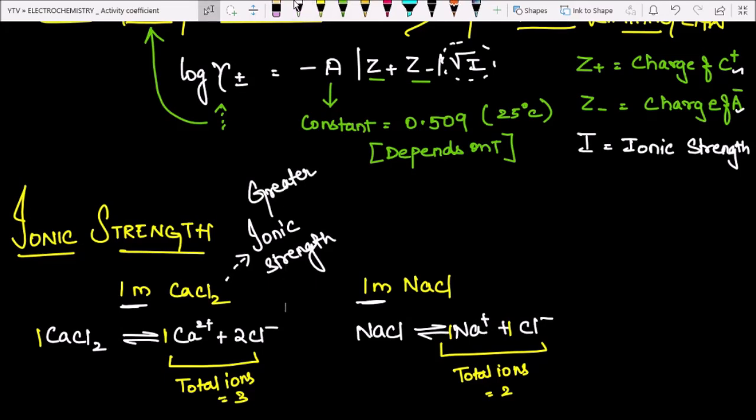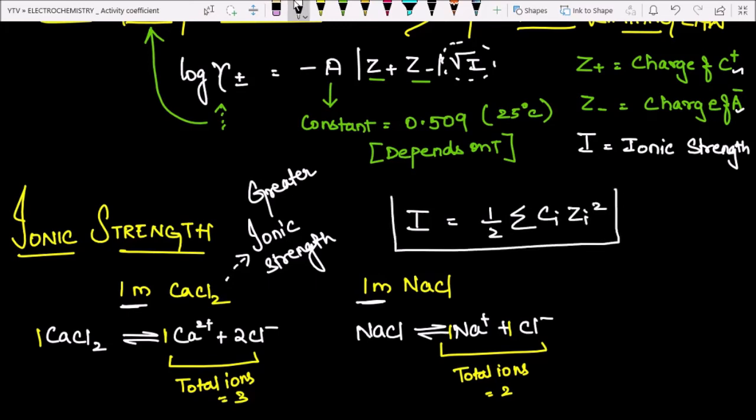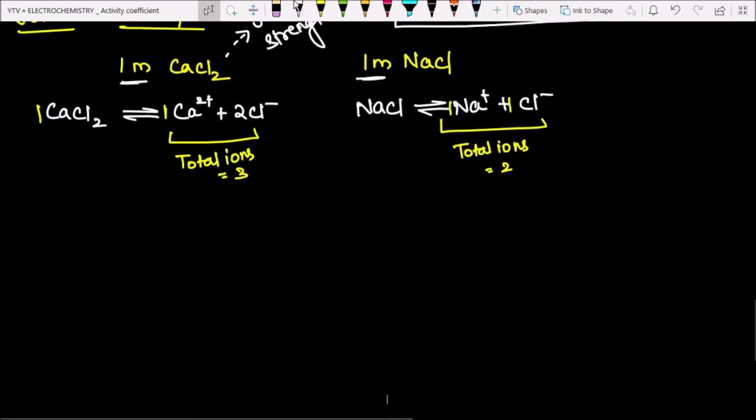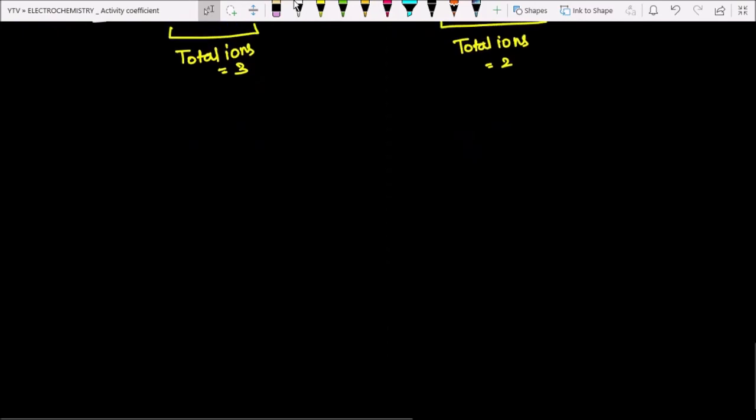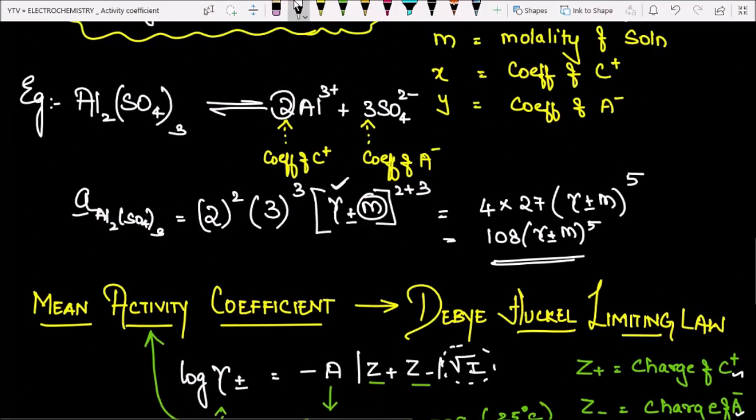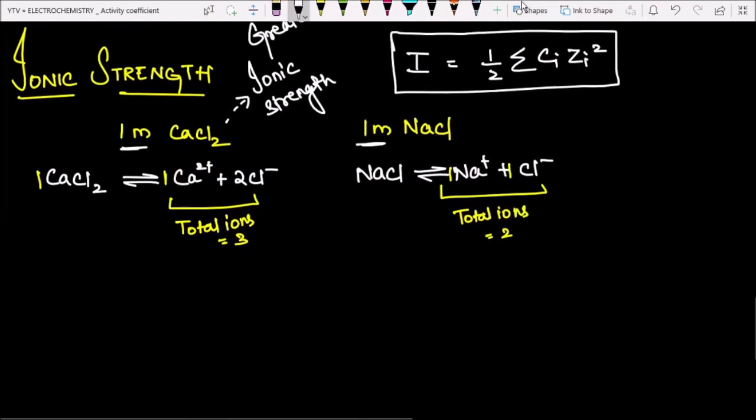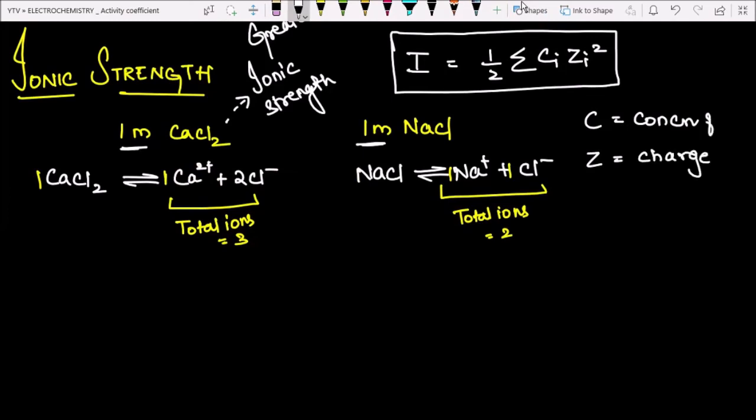Now there is a formula to find out this I value. The formula is I is equal to half into summation Ci Zi square. I'll take some examples to explain this. Here, in Ci, i is the ith ion, the ion that we are talking about. C represents the concentration of that ion and Z represents the charge of the ion.